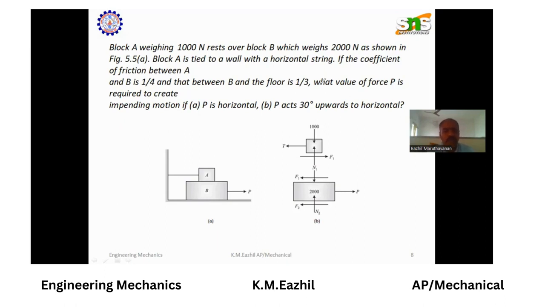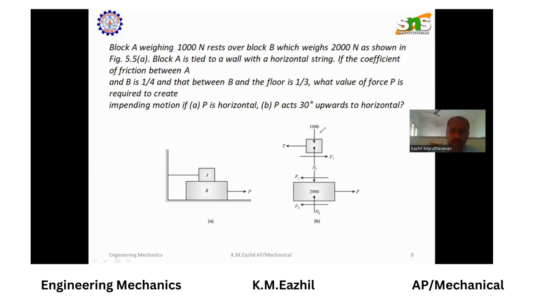Here, we have to write the given data correctly for solving this problem. It is given that there are two blocks. Block A weighs 1000 Newton and it is above block B, which weighs 2000 Newton. And block A is tied to the horizontal wall. The coefficient of friction between the blocks is 1/4, and between the block and the floor is 1/3.